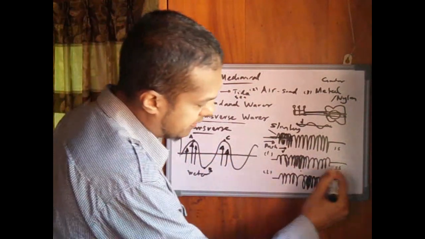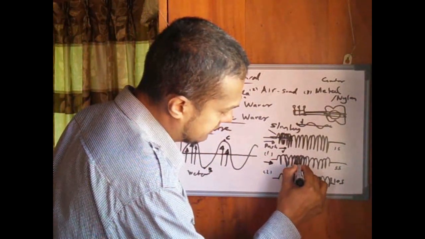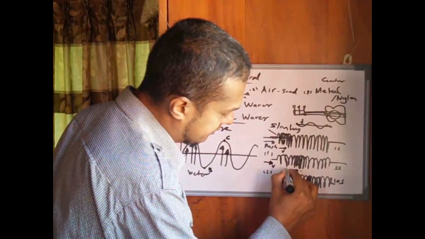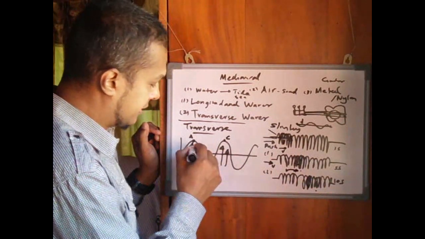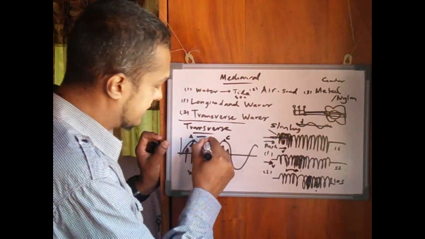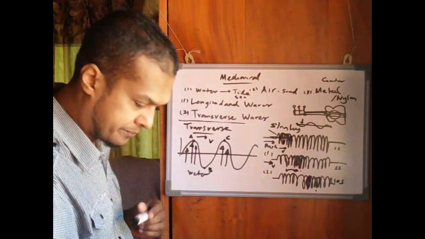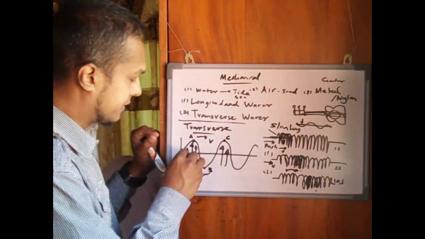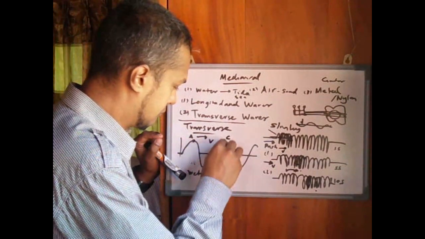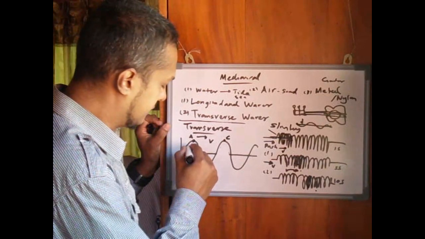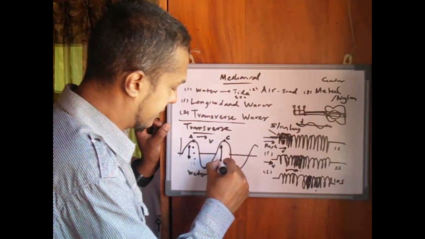If you look at this one, the actual motion of the wave and the particles' motion, the particles move in the same direction. Therefore that is longitudinal. But in this scenario, the wave moves in this direction, but the particles move up and down. That's a water wave, a tidal wave. So particles move up and down.